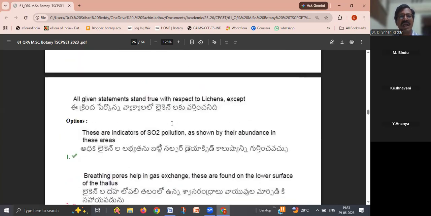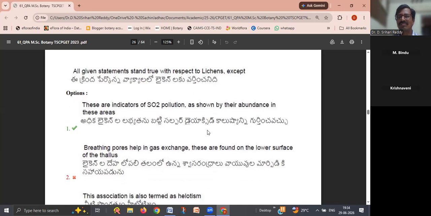Next, all given statements stand true with respect to lichens except. So that is the question. This is regarding lichens. They are asking all given statements are true except, that means we have to find the false statement. One option says lichens are indicators of sulfur dioxide pollution as shown by their abundance in these areas. But lichens don't grow here. They are not the indicators of sulfur dioxide pollution.